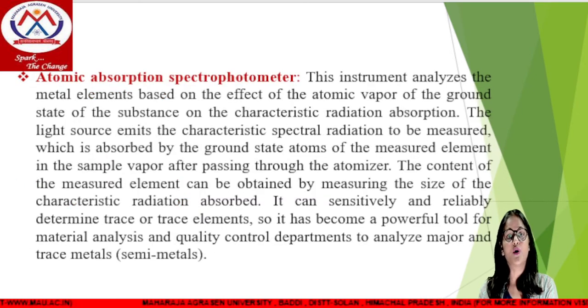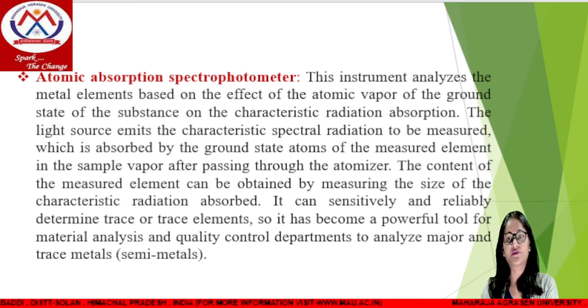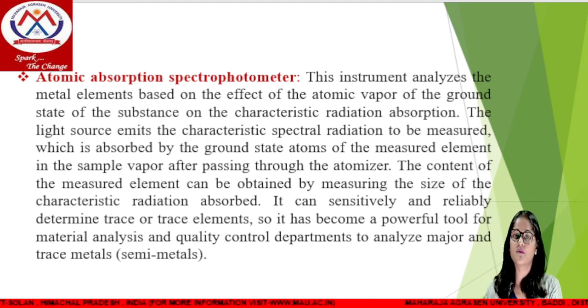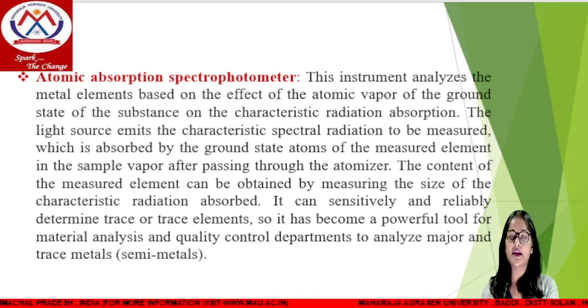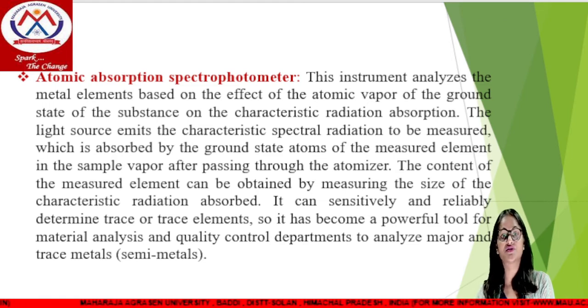The last one is the atomic absorption spectrophotometer. This instrument analyzes the metal elements based on the effect of the atomic vapor of the ground state of the substance on the characteristic radiation absorption. Here, the light source emits the characteristic spectral radiation to be measured, which is absorbed by the ground state atoms of the measured element in the sample vapor after passing through the atomizer. The content of the measured element can be obtained by measuring the size of the characteristic radiation absorbed. They are very reliable and sensitive in nature, so they can be used in the detection of trace elements.